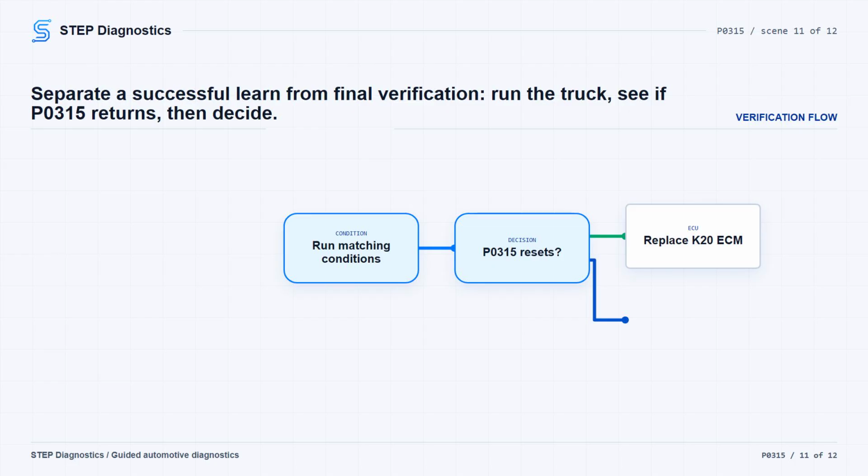If the crankshaft variation learn is successful, reproduce the operating conditions for the code. You can also reproduce the captured conditions from the failure data when that helps. Then verify P0315 does not reset. If it does reset, replace the K20 engine control module. If it does not reset, the result is all okay. After the repair, verify the repair and confirm the code stays gone.